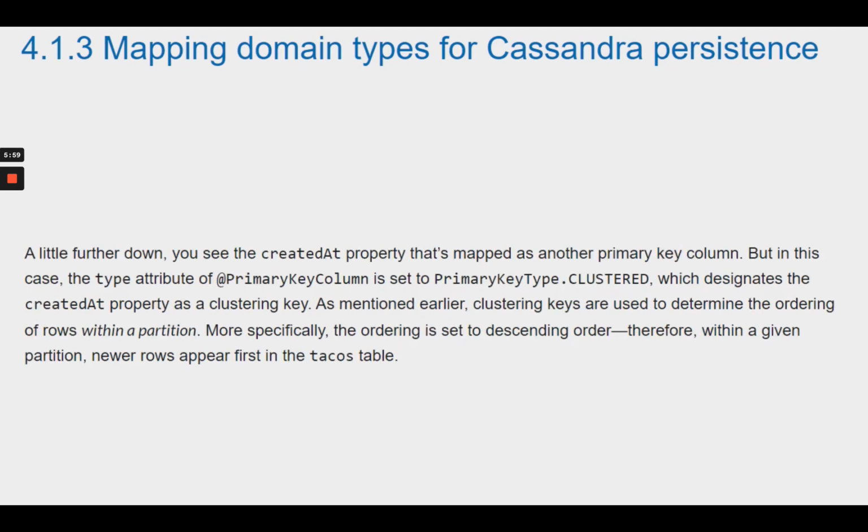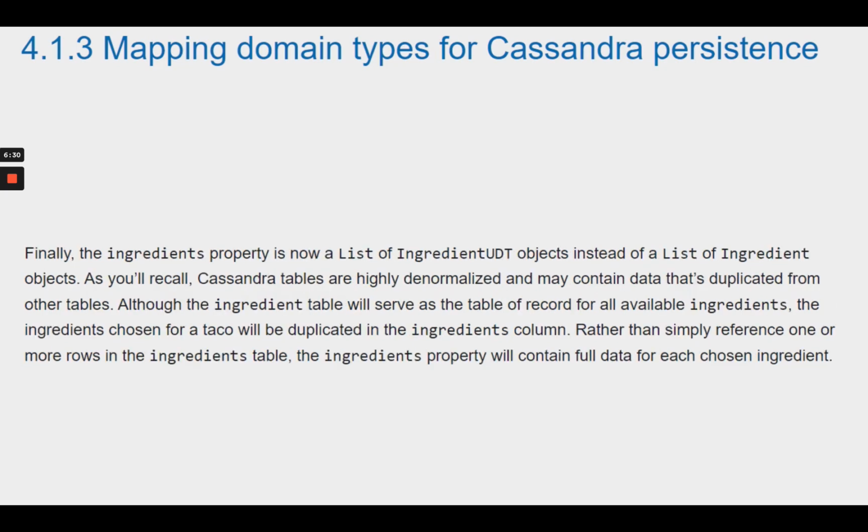A little further down, you see the createdAt property that's mapped as another primary key column. But in this case, the type attribute of @PrimaryKeyColumn is set to PrimaryKeyType.CLUSTERED, which designates the createdAt property as a clustering key. As mentioned earlier, clustering keys are used to determine the ordering of rows within a partition. More specifically, the ordering is set to descending order. Therefore, within a given partition, newer rows appear first in the tacos table.